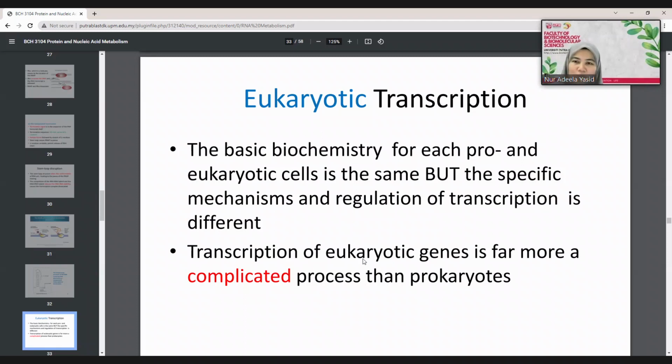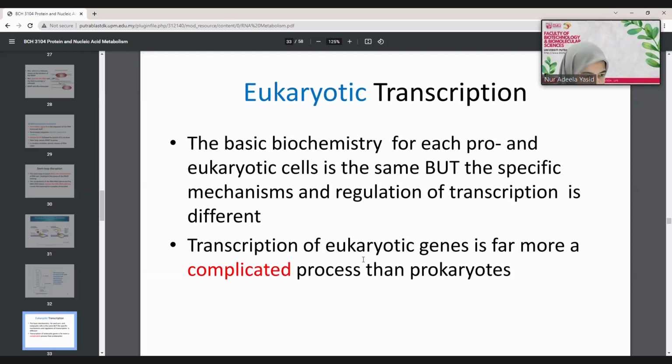Okay, later saya punya tips, if you want to do your own revision, in one paper, you buat comparison between transcription of prokaryotes and transcription of eukaryotes. So you can see the difference. You can see what are the additional enzymes and additional steps involved dalam transcription of eukaryote.